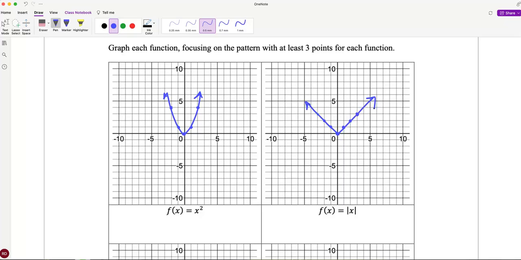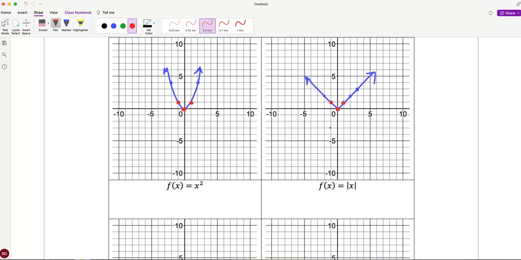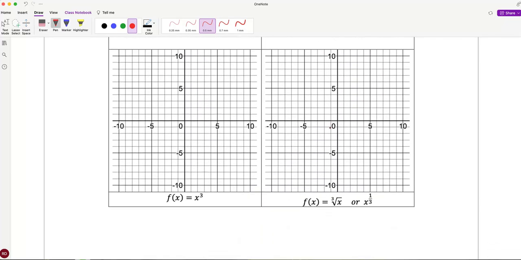Okay. Now notice it has the same over 1 up 1, over 1 up 1, over 1 up 1, over 1 up 1, but the shape is a little bit different. The first one is the parabola, like a bowl. The second one is more like a V.